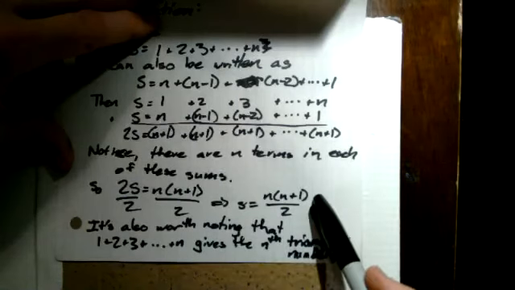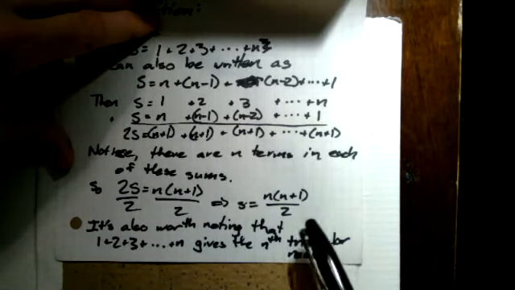It's also worth noting that 1 plus 2 plus 3 plus all of this stuff up to n gives the nth triangular number. So this n times n plus 1 over 2 is the nth triangular number.